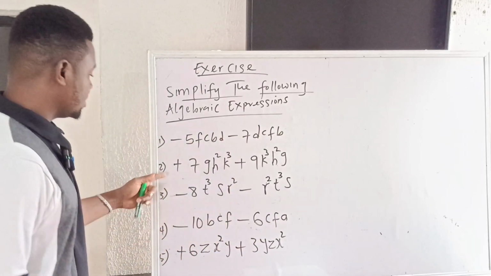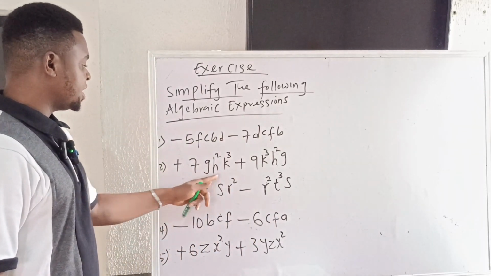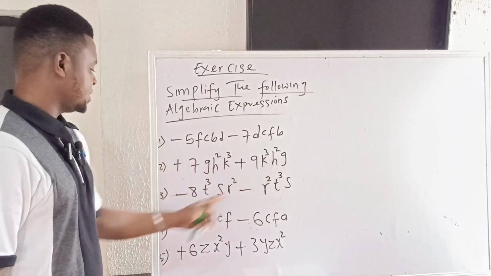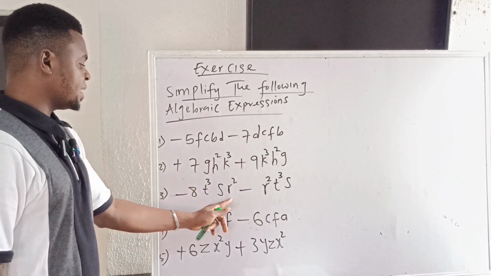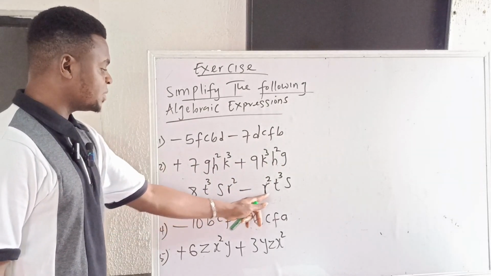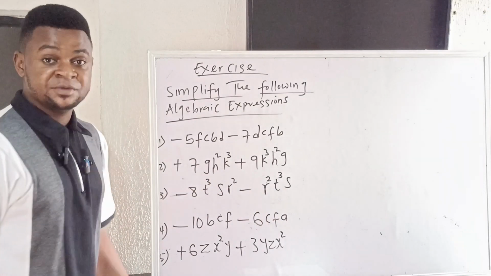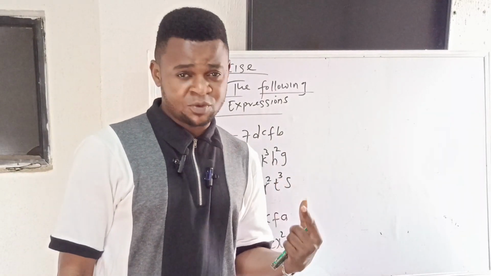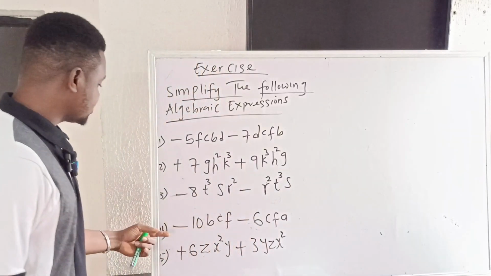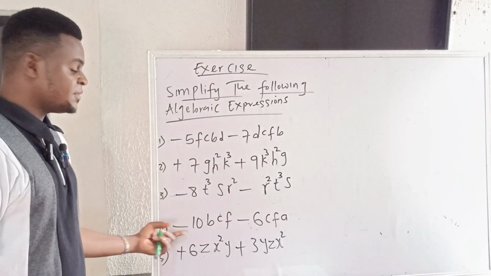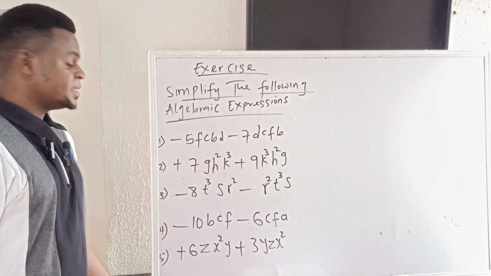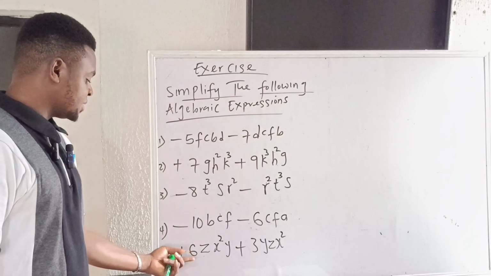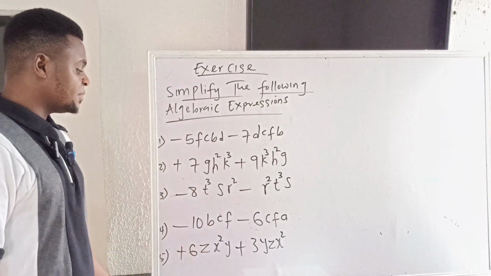order, and do so. Number 2, we have to simplify 7gh squared k cube plus 9k cube h squared g minus 8t cube s r squared minus r squared t cube s. Don't forget when variables are written without any number, I told you that they usually have something. Is it an invisible one? Think about it. Then the next one, we have minus 10BCF and we have minus 6CFA. Then the last one, which is plus 6z squared y plus 3yz squared.